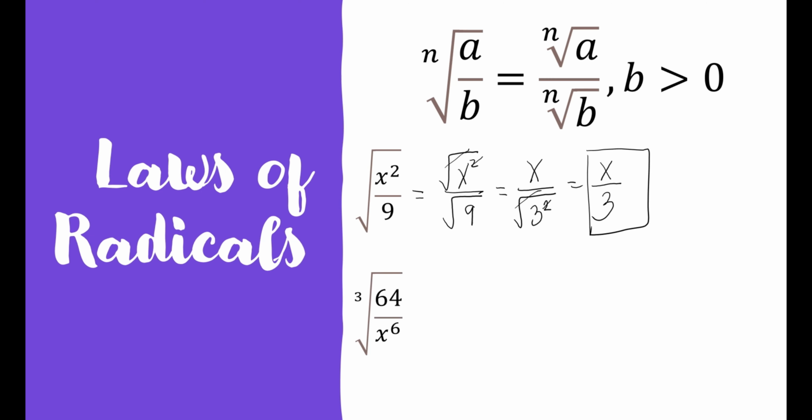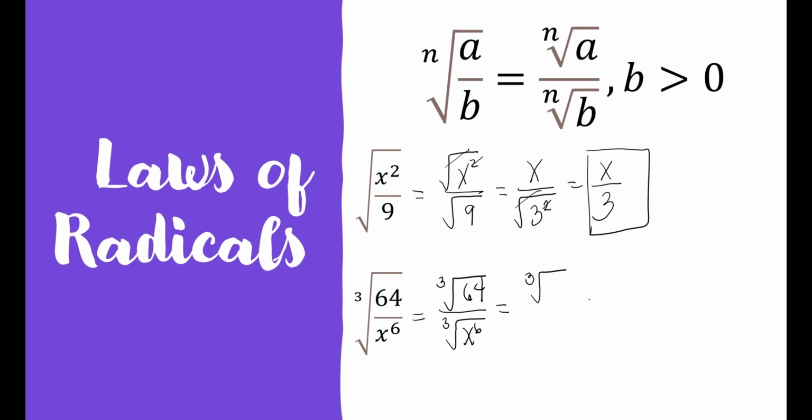Second example, the cube root of 64 over x raised to 6. Using this third law of radicals, we may rewrite this as the cube root of 64 over the cube root of x raised to 6.